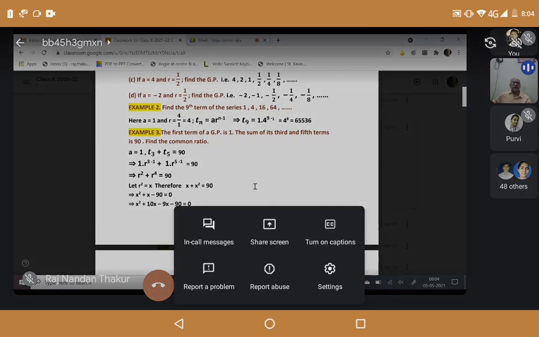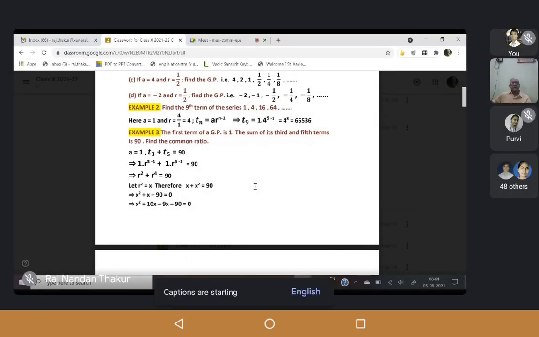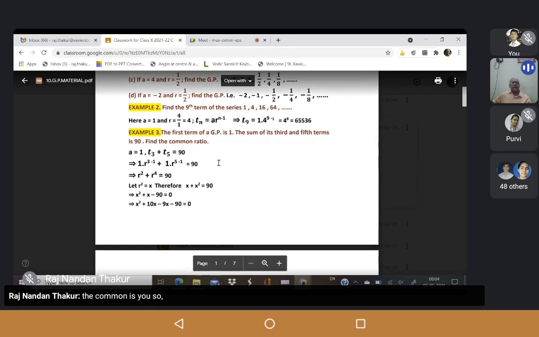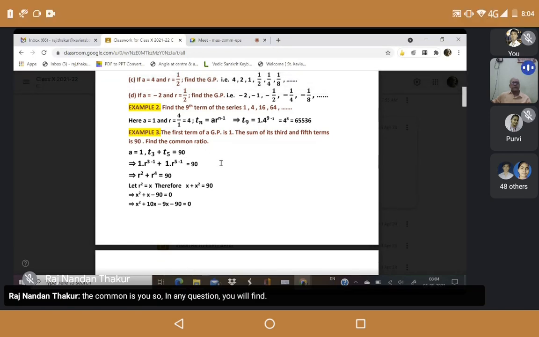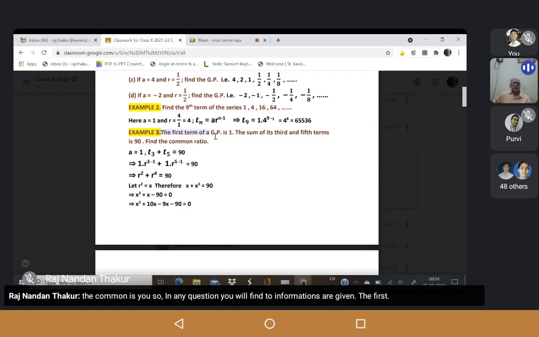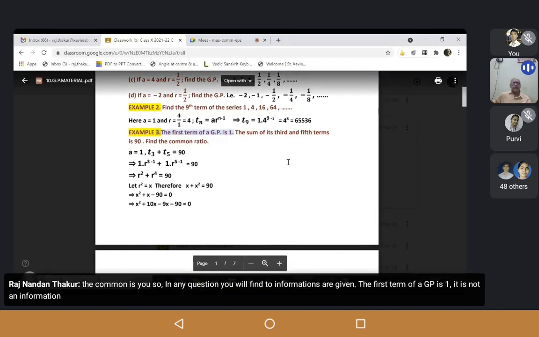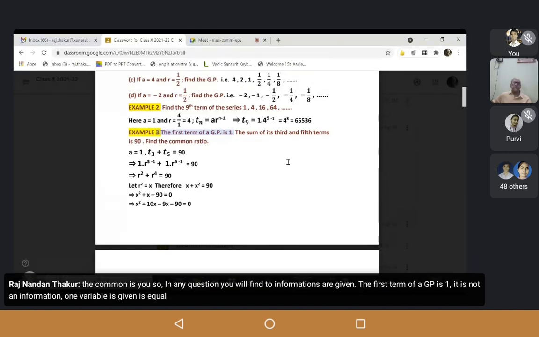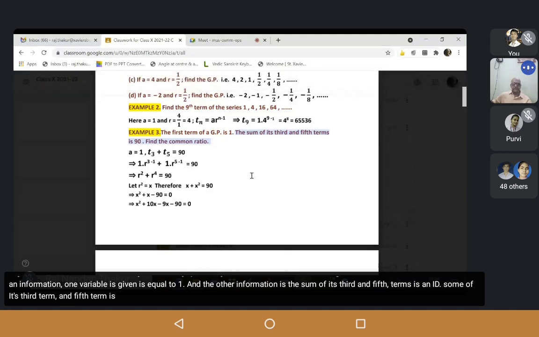Constituents: the first term and the common ratio. In any question, you will find two pieces of information given. The first term of a GP is 1. It is not really information, one variable is given: A is equal to 1. And the other information is that the sum of its third and fifth terms is 90.